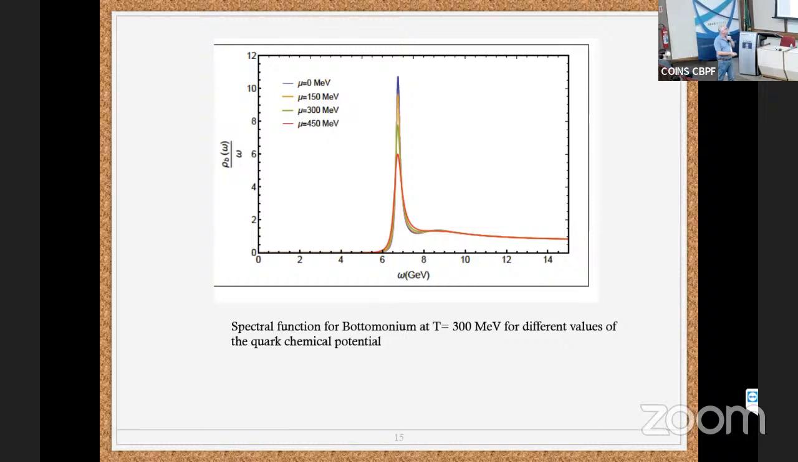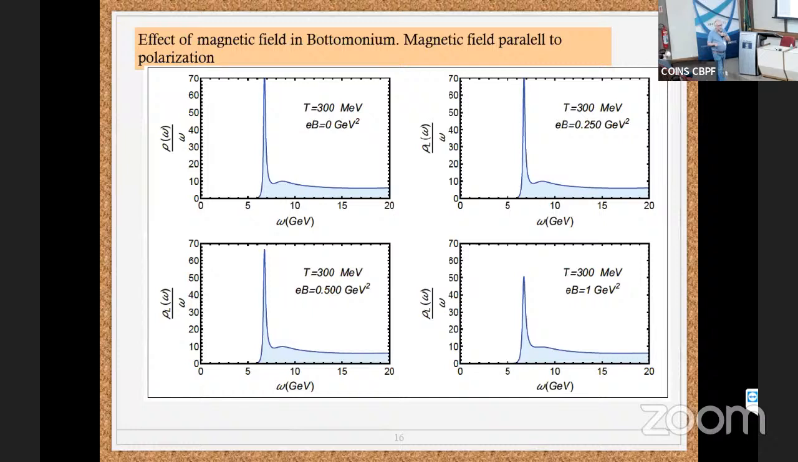All these results come in a somehow simple way from this model that, as I said to you, was built with this purpose of reproducing this kind of property. Not all hadronic physics, not even all the properties of heavy vector masses.